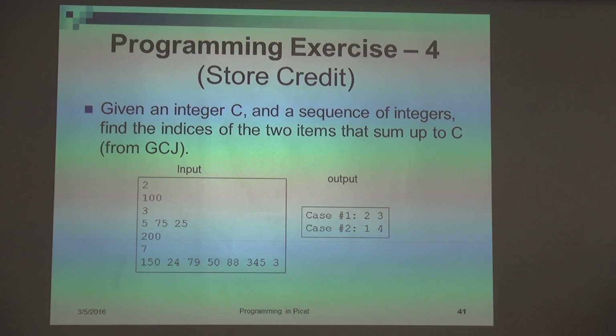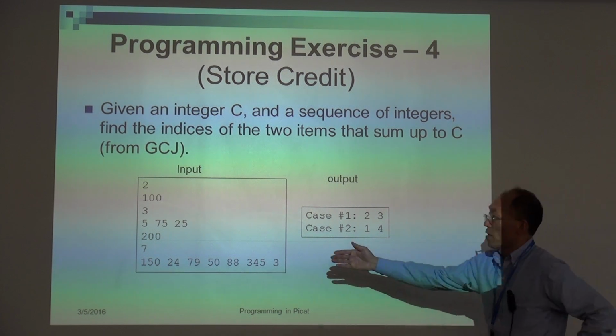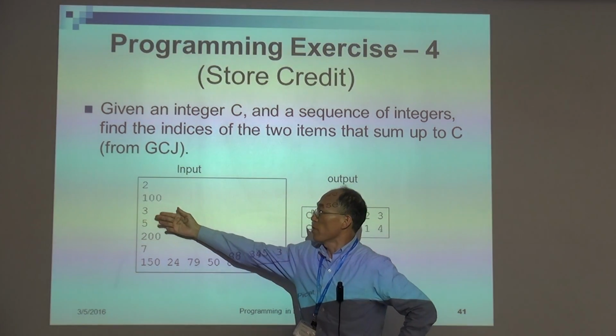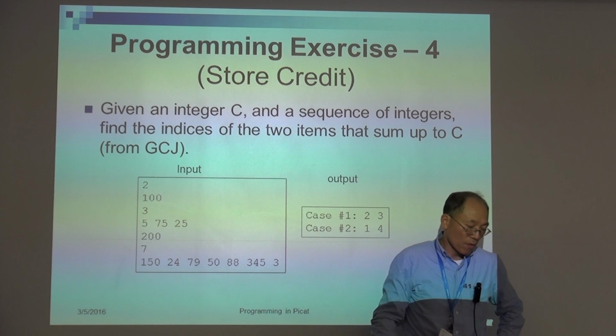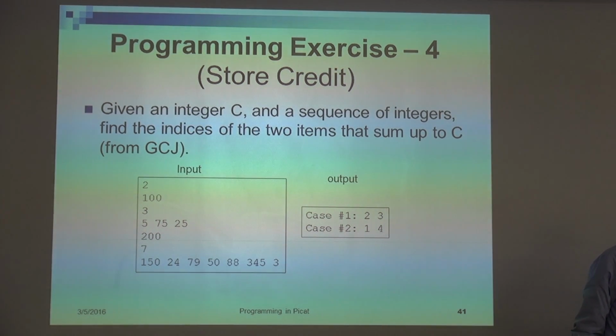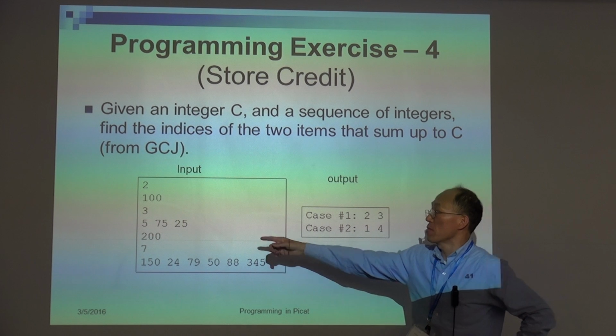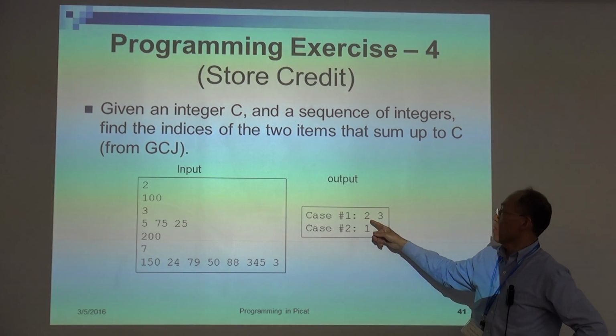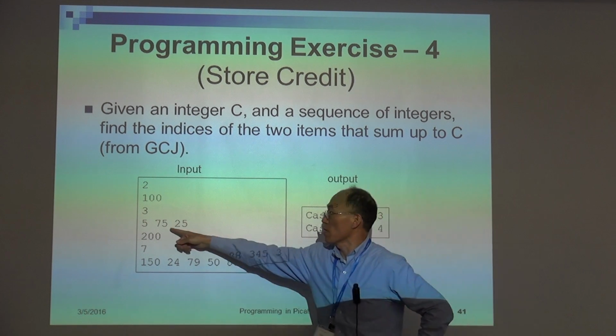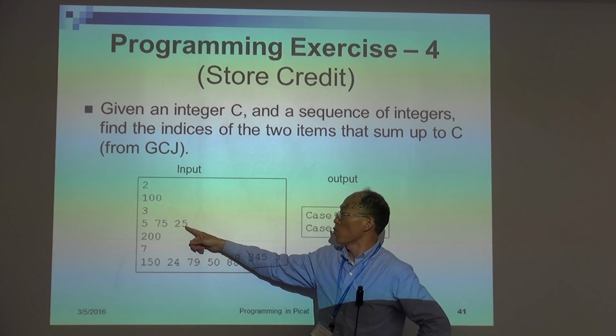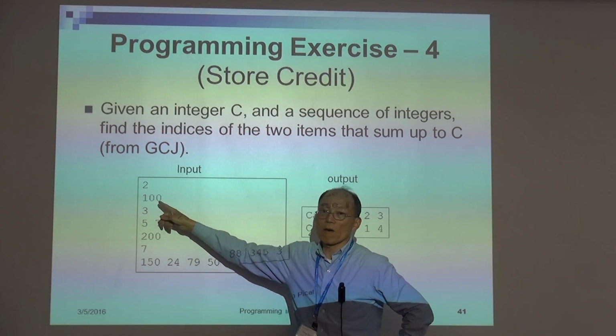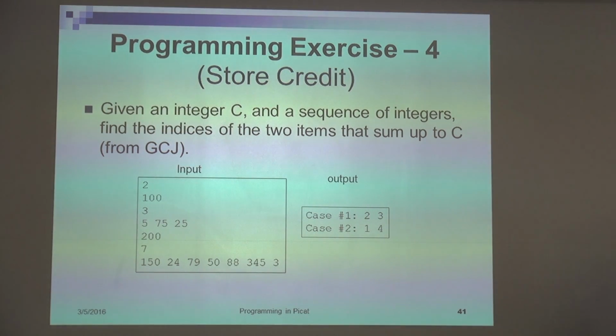Let's consider another Google Code Jam problem called Store Credit. You are given a list of items, of this number 3, and also you are given a credit. You want to find 2 items, the indices of 2 items, that sum up to the credit. So for example, for this list, the expected output is 2, 3. 75 plus 25. If you add them, you make 100. It's a pretty simple problem.